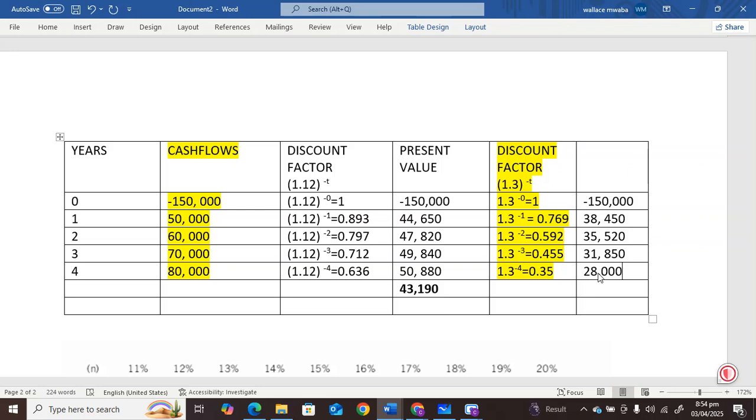So let's add negative 150,000 plus 38,450 plus 35,520 plus 31,850 plus 28,000. We get negative 16,108. Any questions before we move further?